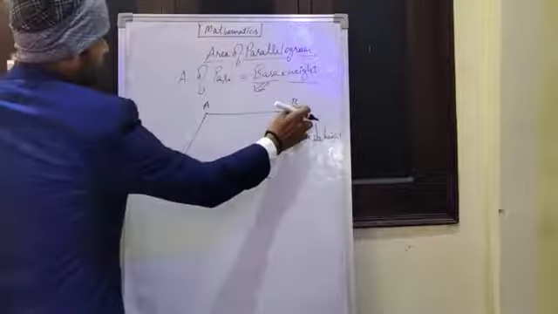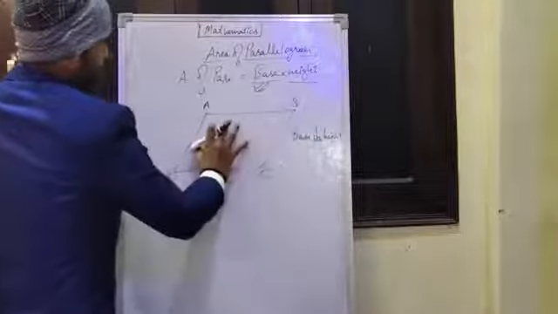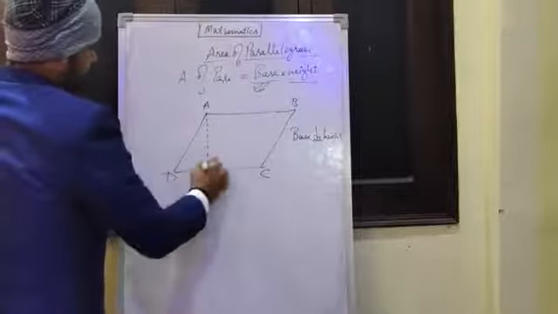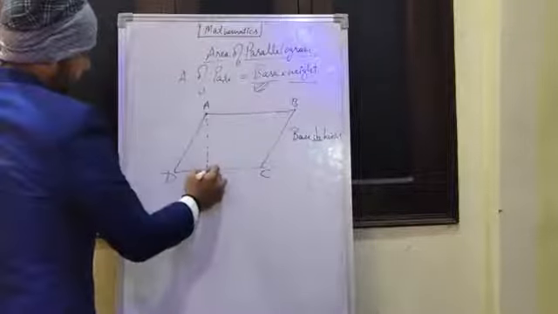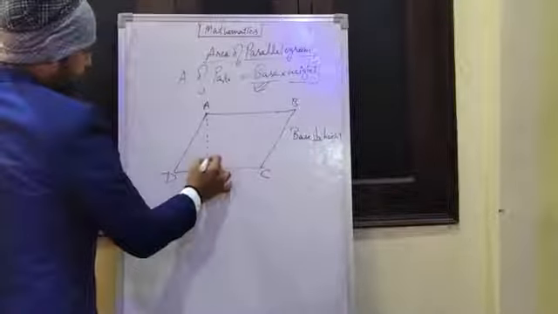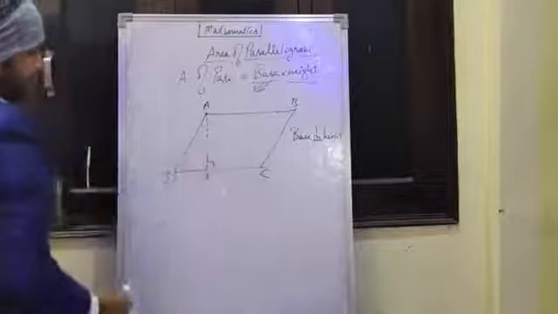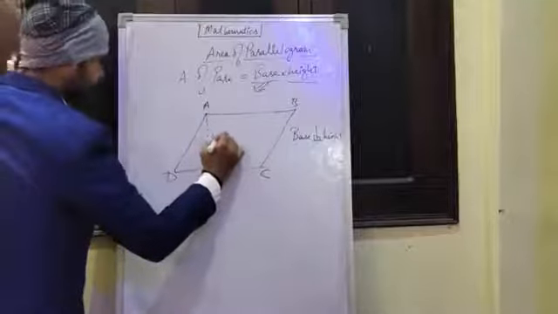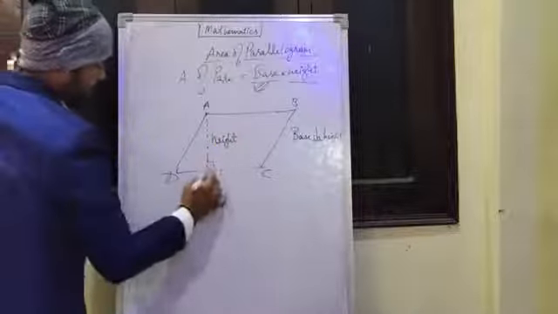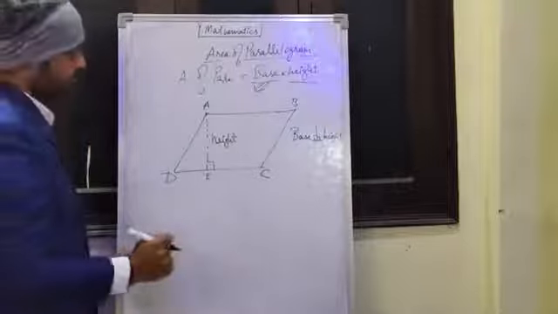From here, if I draw a line from B vertex, it will be outside this polygon. So I'll try to draw a line from A. Now this line, let's say, meets DC at E. You will see that this line AE is at 90 degrees with DC. So now this AE will be called the height of the parallelogram, and DC will be called the base of the parallelogram. Okay, fine.